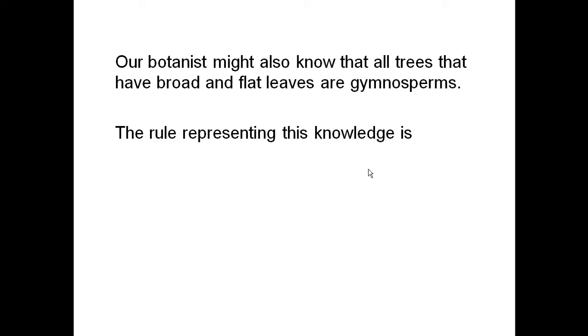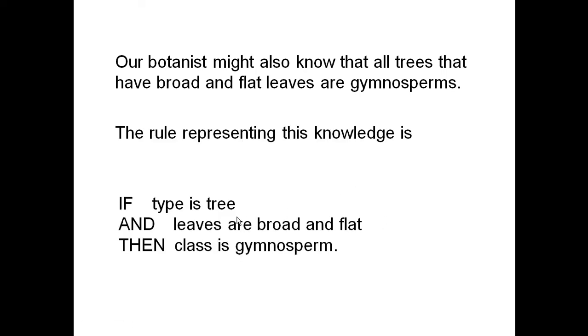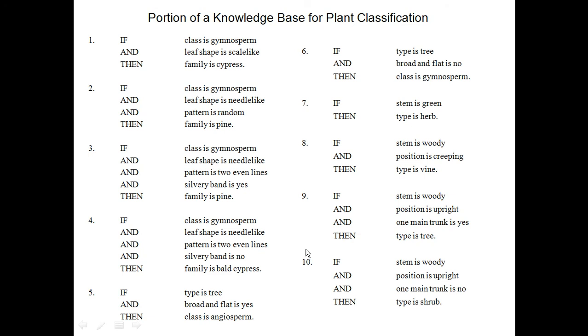Our botanist might also know that all trees that have broad and flat leaves are gymnosperms. So there's a rule like that. If the type is tree and the leaves are broad and flat, then we know the class is gymnosperm. Gymnosperms are like your Christmas trees. That's also an if-then rule that we might be able to elicit from the botanist.